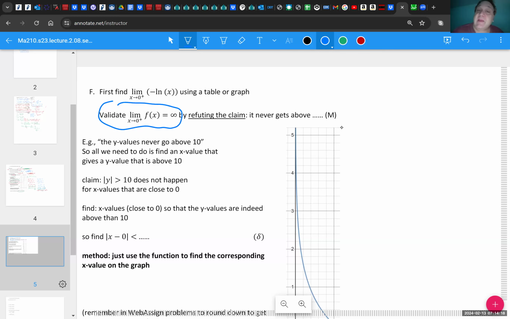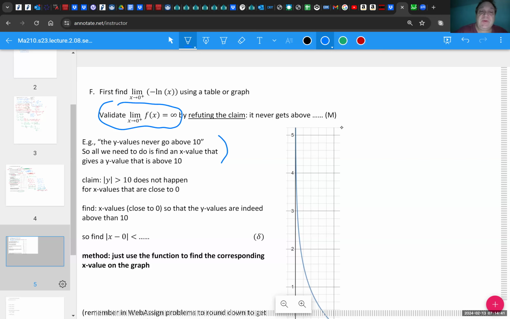And no matter where they think it stops, we can say it goes higher than that. So that's the way we're going to be able to say that no matter where, we can go higher forever. So therefore, it will be infinity. So the argument is someone says, the y values never go above, for example, 10, which is a smaller number. So all we need to do is find an x value that gives a y value above 10.